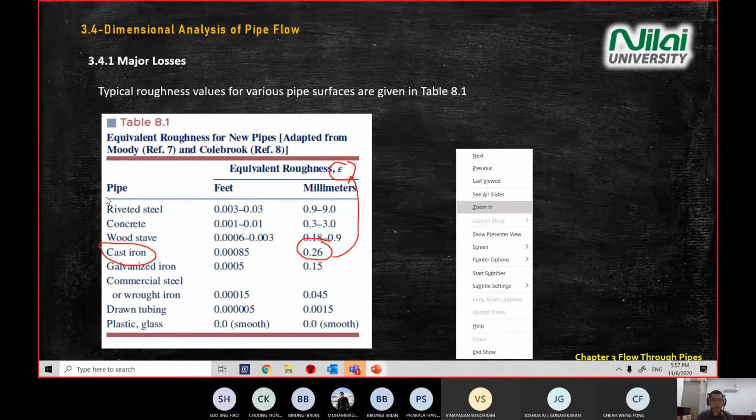This one you will need to read the question carefully. Different pipe materials give you different roughness, especially watch for questions where you have a glass pipe or a drawn tube, where your roughness is 0.